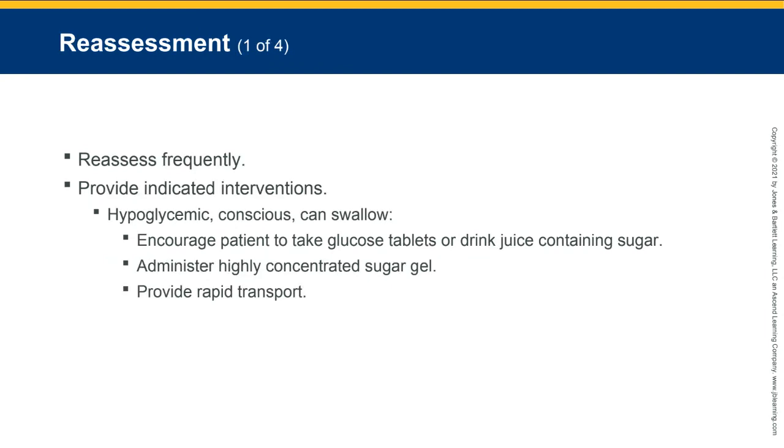Now, after your secondary assessment, next phase is your reassessment. Reassess frequently, provide indicated interventions. For hypoglycemic patients who are conscious and can swallow, encourage a patient to take glucose tablets or drink juice containing sugar. Administer highly concentrated sugar gel or glucose gel and provide rapid transport.